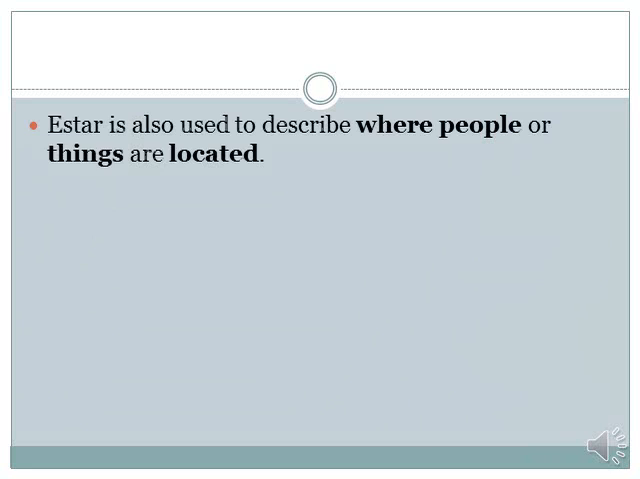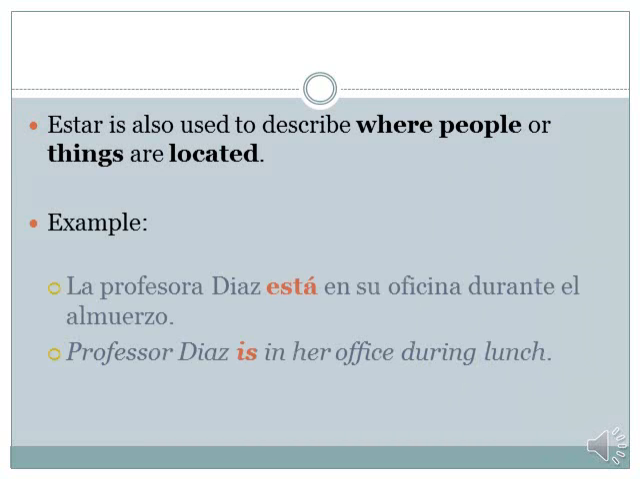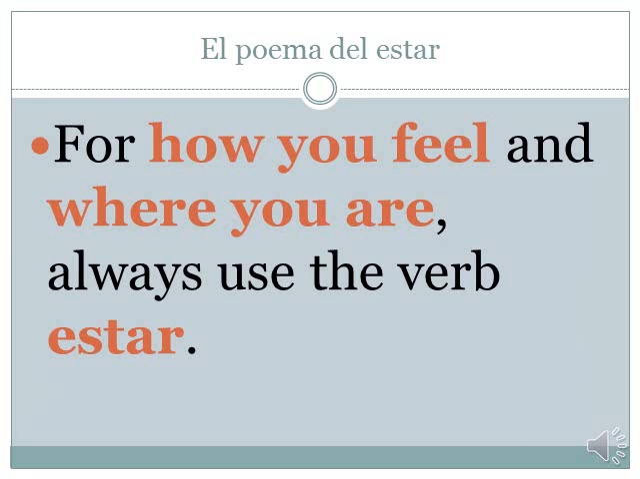All right. Estar is also used to describe where people or things are located, okay? So, for example, la profesora Díaz está en su oficina durante el almuerzo. So, Professor Diaz is in her office during lunch, okay? All right. So, we'll always remember this poem when we use estar. For how you feel and where you are, you will always use the verb estar.